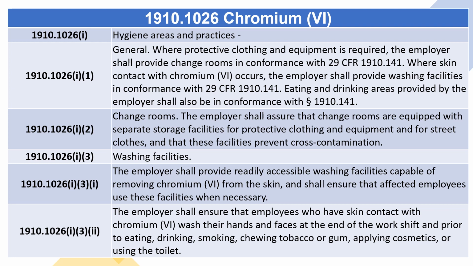1910.1026(i)(2) Change rooms. The employer shall assure that change rooms are equipped with separate storage facilities for protective clothing and equipment and for street clothes, and that these facilities prevent cross-contamination. 1910.1026(i)(3) Washing facilities. 1910.1026(i)(3)(i) The employer shall provide readily accessible washing facilities capable of removing chromium (VI) from the skin and shall ensure that affected employees use these facilities when necessary.